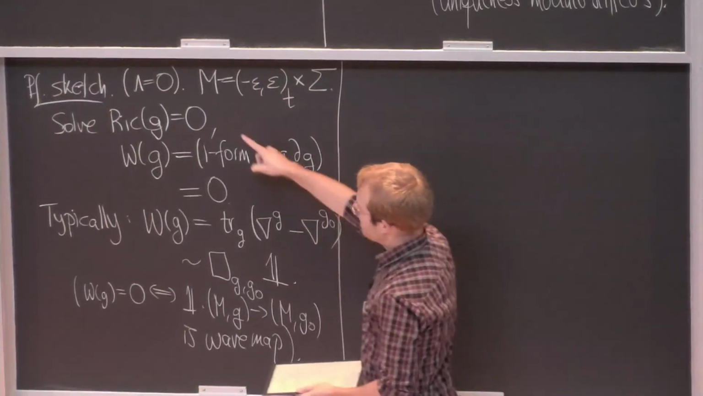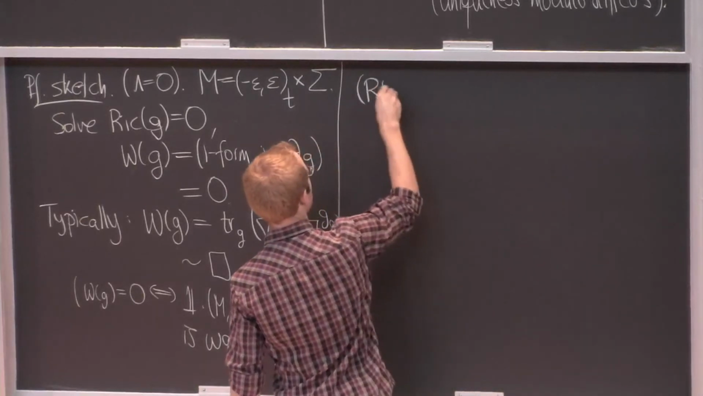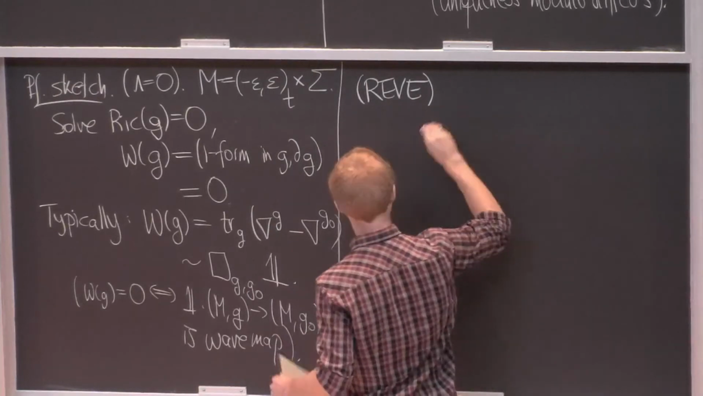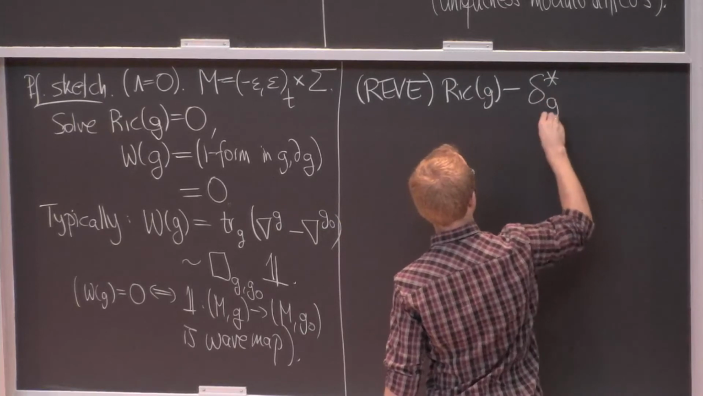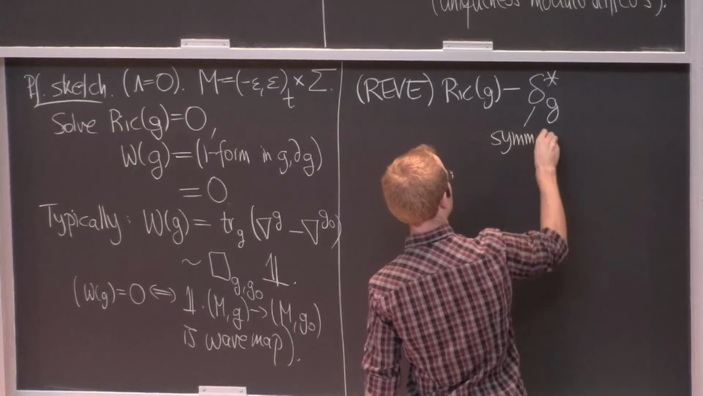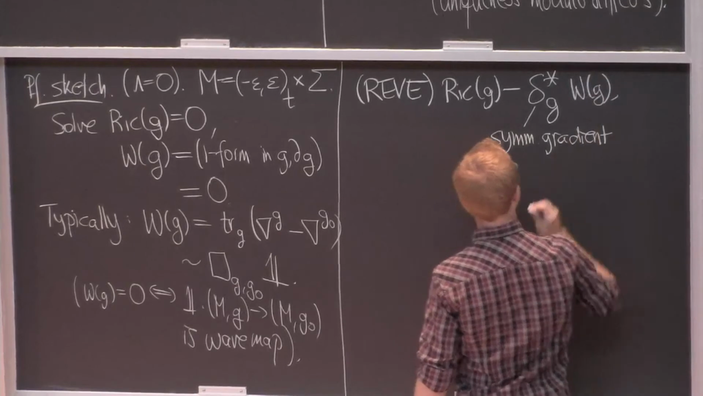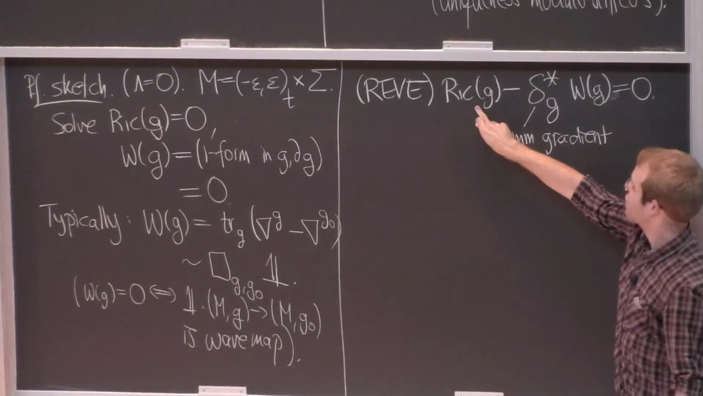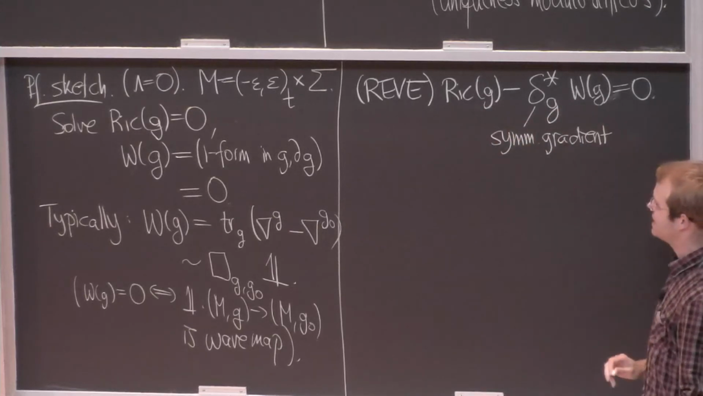Okay, so now you make your problem harder, and then you make it into a different problem altogether by looking at the reduced Einstein vacuum equation, which is the following. So you look at Ricci of G minus delta G star. This is the symmetric gradient of this one form, W of G. Okay, so formally, I want to solve this is equal to 0. This is a second order operator. This one here, a first order operator applied to another first order operator. So this is second order.